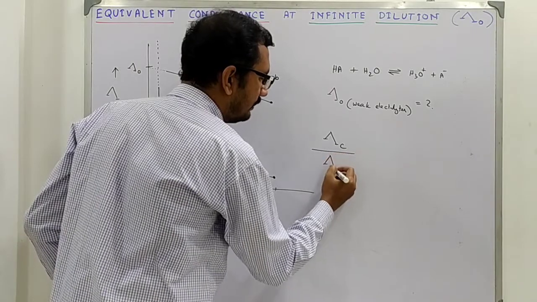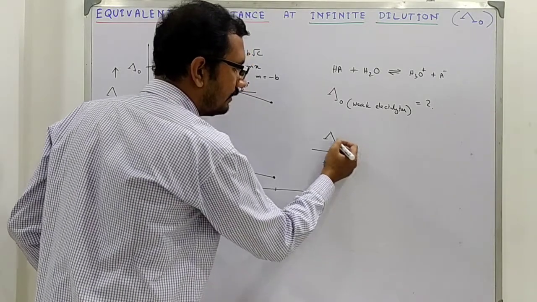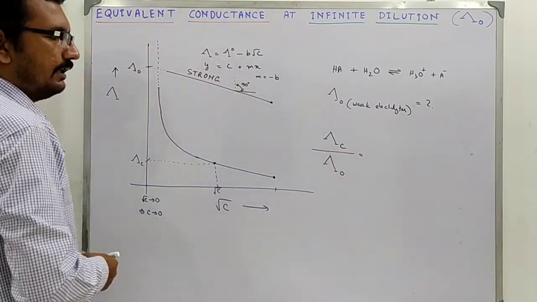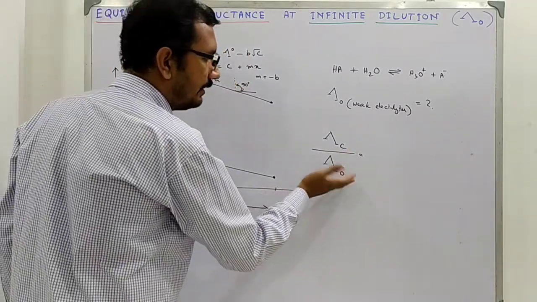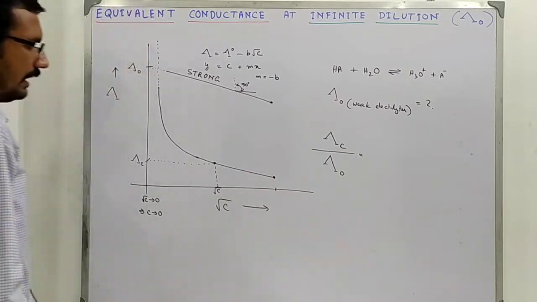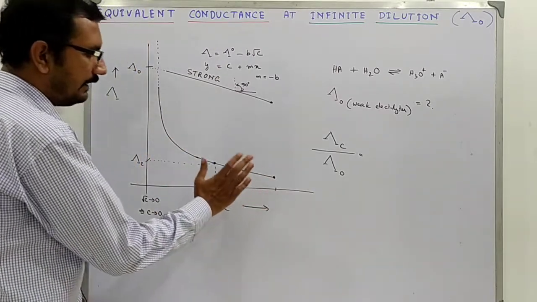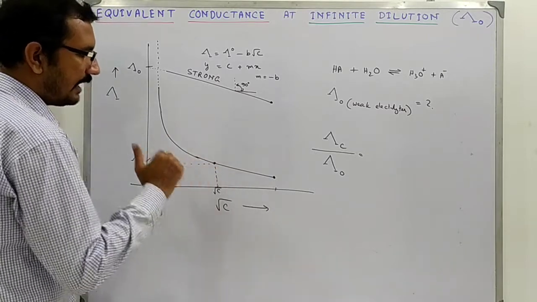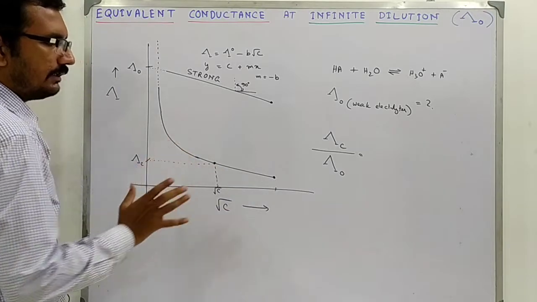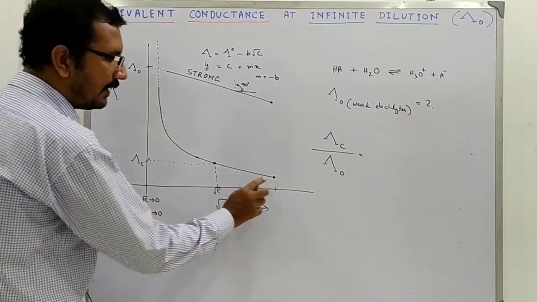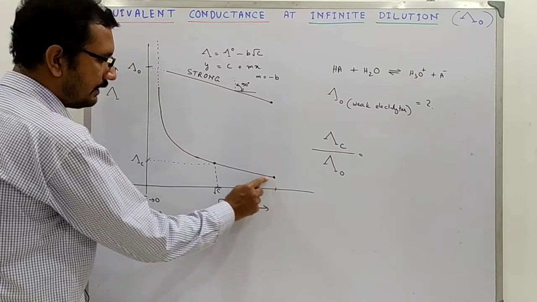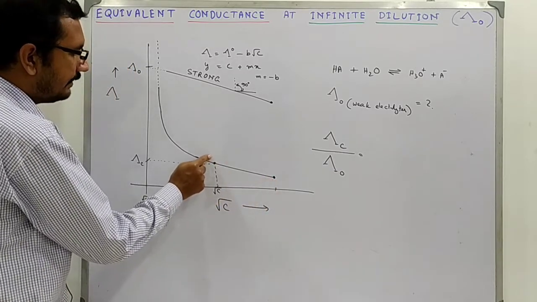Now, we are dividing this equivalent conductance at this particular concentration by the equivalent conductance of the same electrolyte at the same temperature at infinite dilution. I have already told you that with increase in dilution, what is happening in the case of a weak electrolyte is that the number of ions is increasing. So, the number of ions present at this concentration increases to this position, and this is increasing.